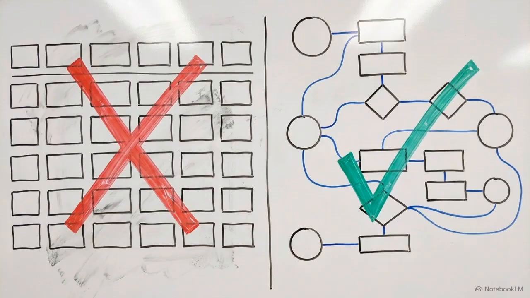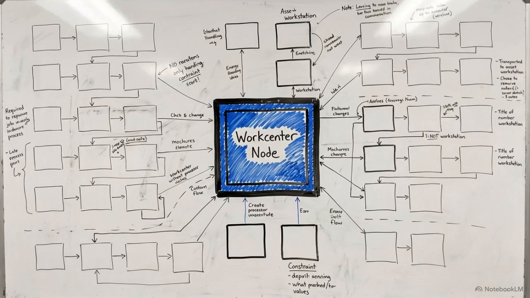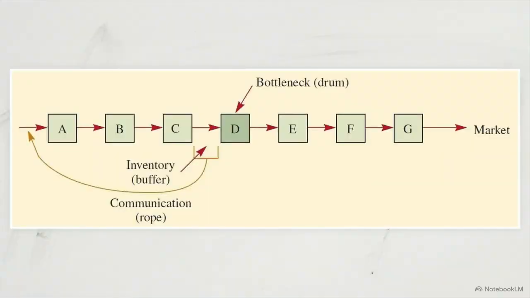If balancing capacity fails, the alternative is synchronous manufacturing. The core rule here is that you do not schedule the whole factory, you only schedule the system's constraint. Look at sequence A through G. Work center D is the bottleneck. Engineers manage this using drum buffer rope. The drum is the bottleneck, setting the system's pace. The buffer is inventory before D, ensuring it's never starved. The rope is communication, dictating when Work Center A releases materials.